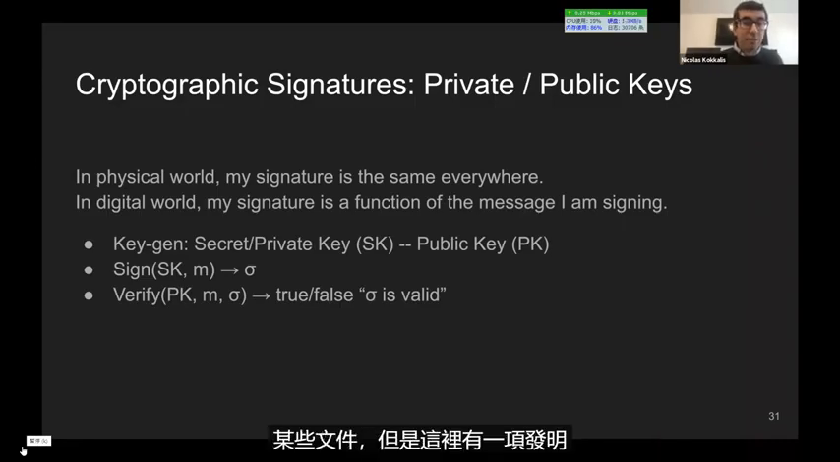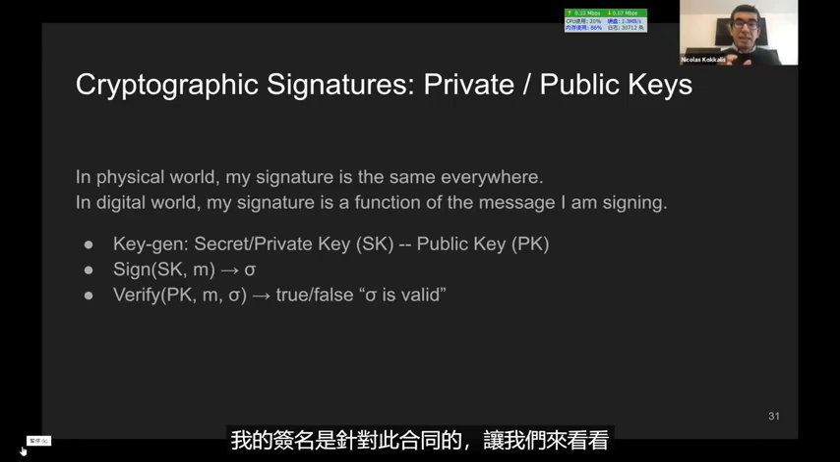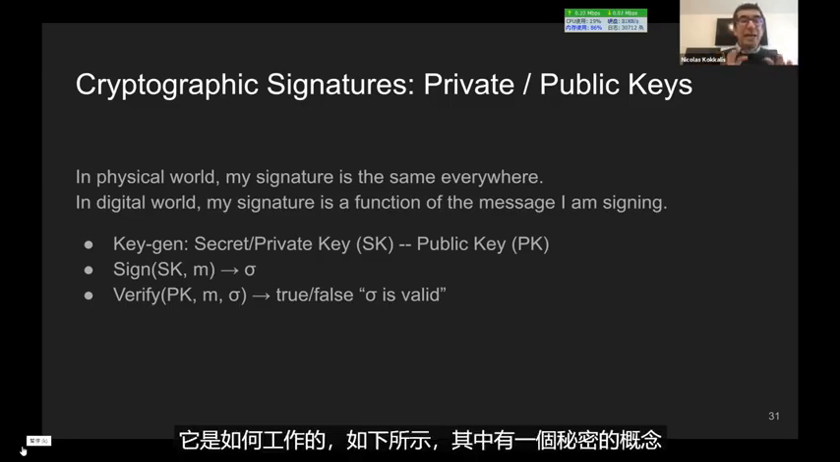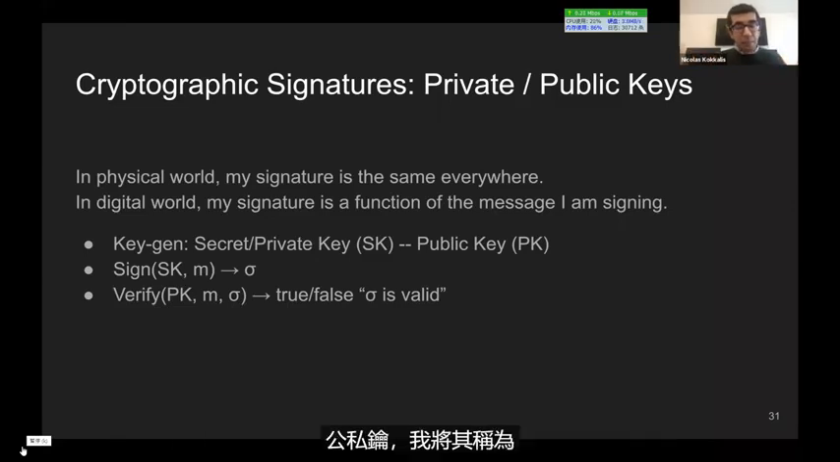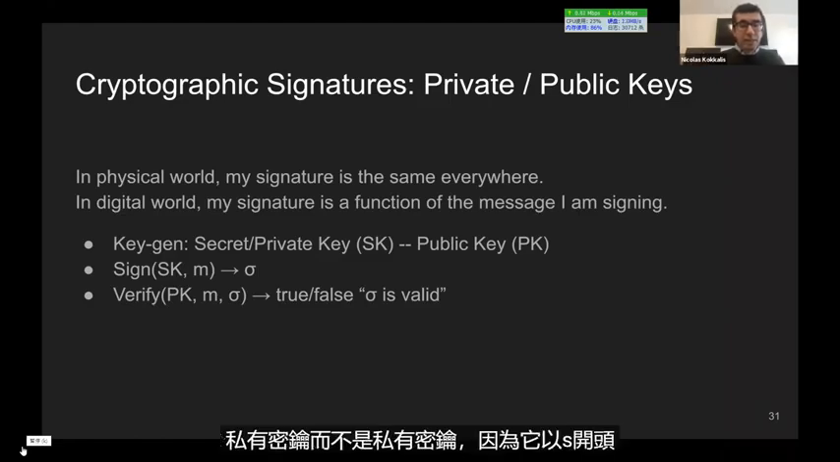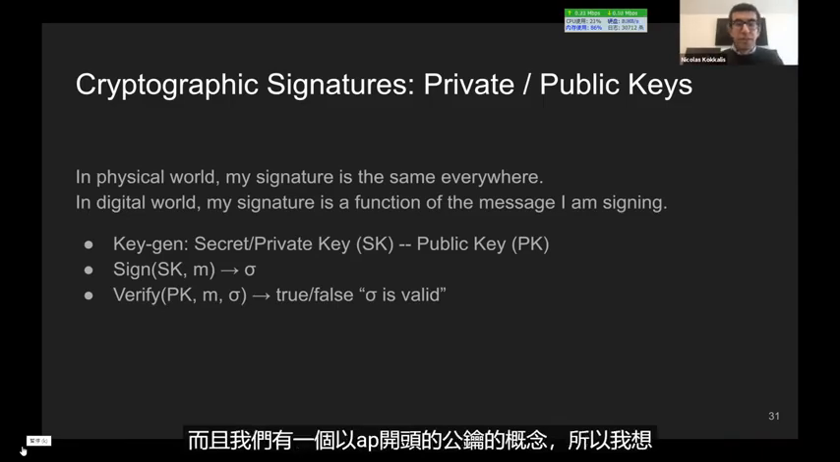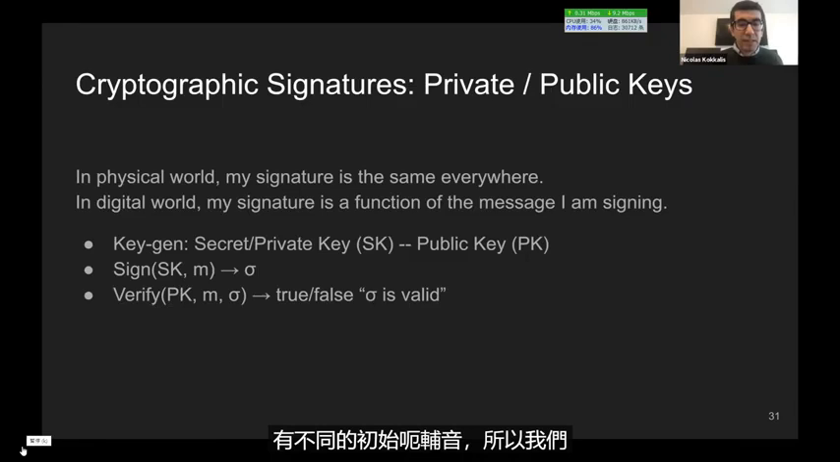and then pretend that I authorized a certain document. But there's an invention here that in the digital world, in the cryptographic signatures world, the signature is actually a function of the message itself. So if I am signing a contract, then my signature is specific to this contract. And let's see how this works. It works as follows. There is a concept of a secret key and a public key. I will be calling it secret key rather than private key because it starts with an S, and we have the concept of a public key which starts with a P. So I want to have different initial consonants. So we have a key pair.